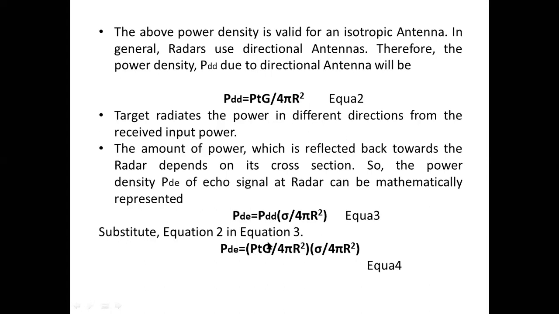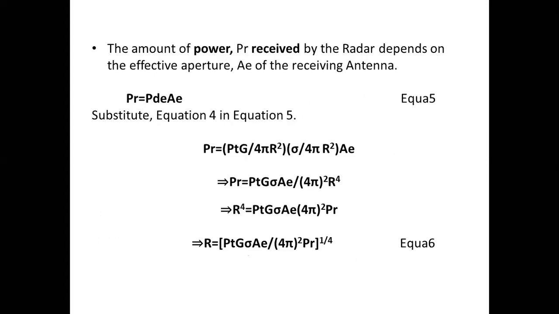Just write down the equations on your paper, everyone. PT G by 4 pi R square into radar cross section by 4 pi. Okay, up to now is it clear? Any doubt? Up to now it is clear, everybody.